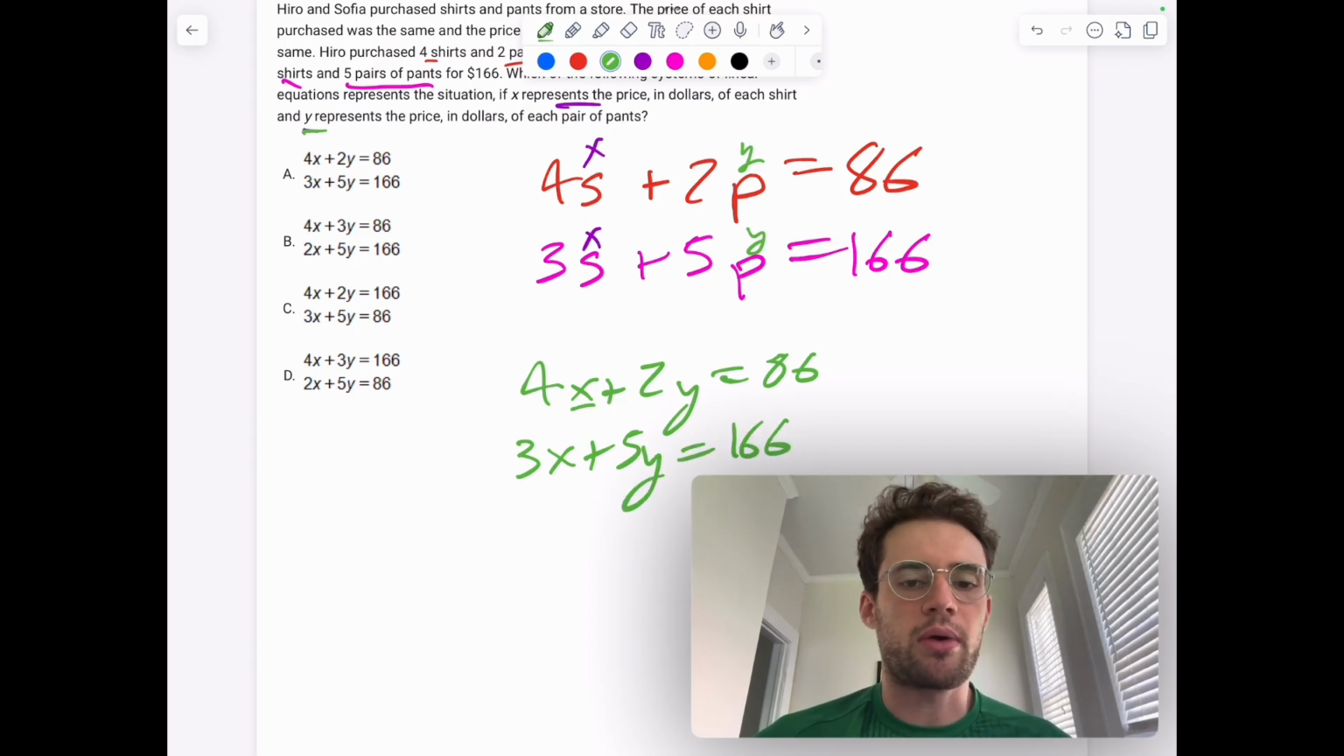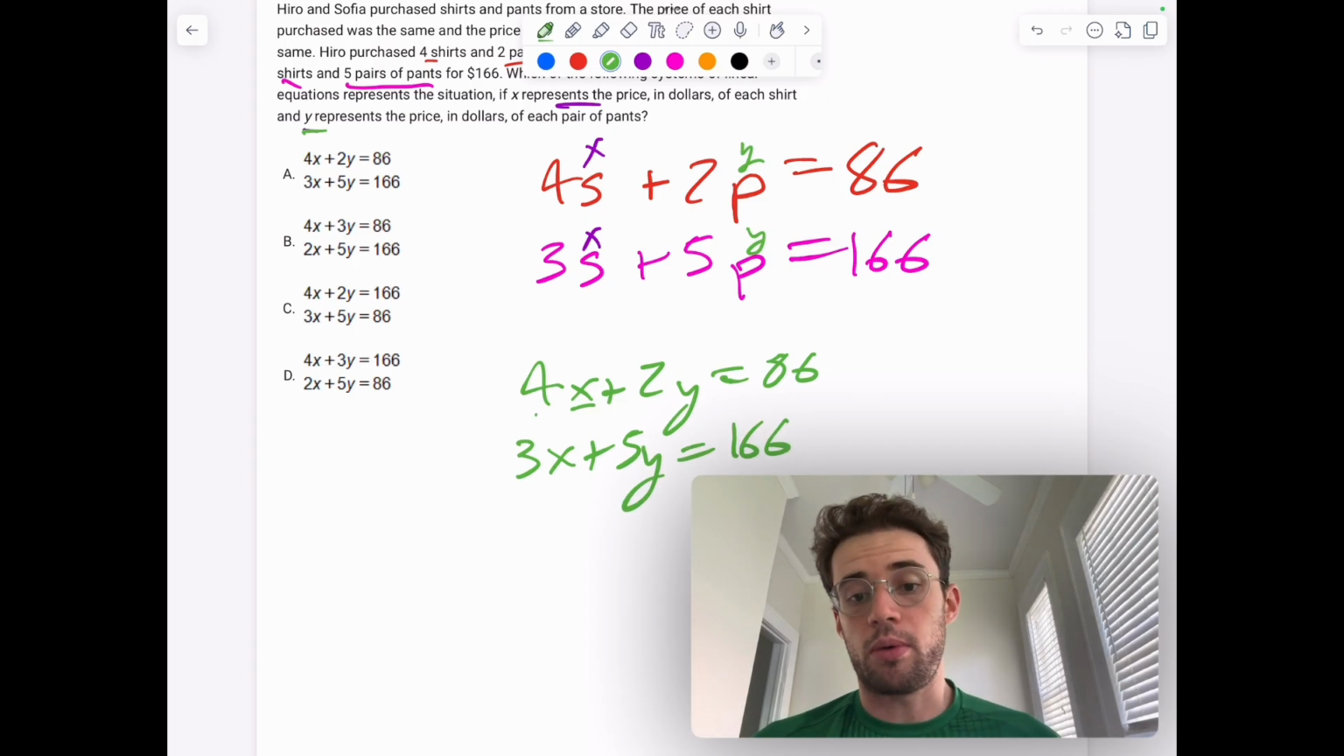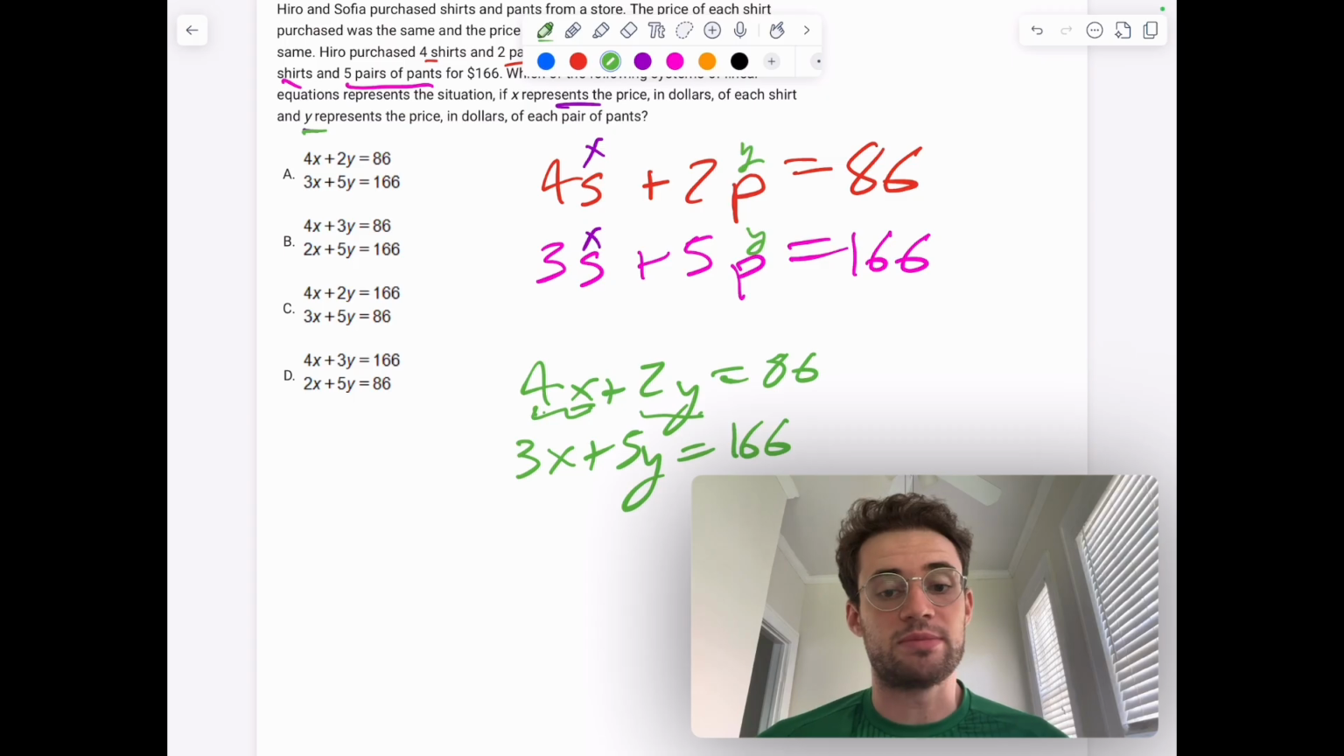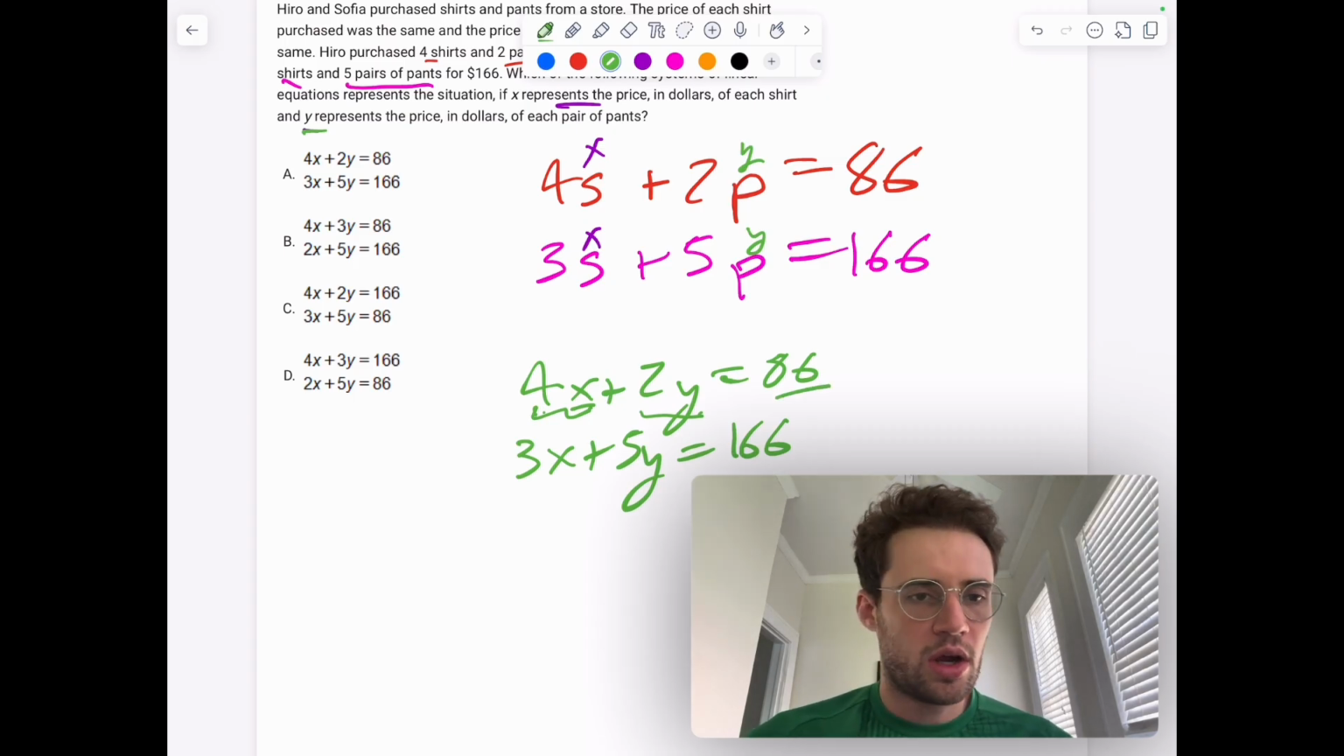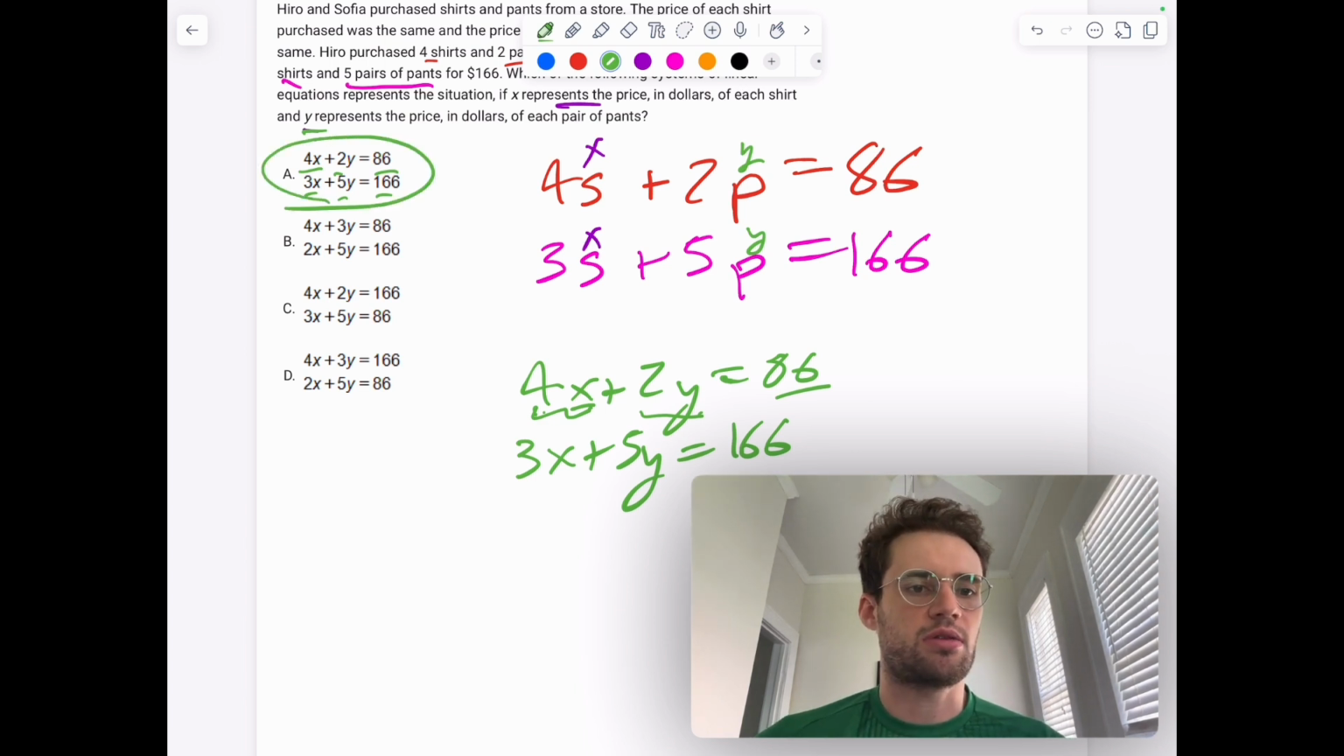All right, so you're multiplying the price by the number of those items that you bought, and then you add up the number of shirts times the price per shirt, plus the number of pairs of pants times the price per pair of pants, and that will give you the total cost of that purchase. So we want something like that, and it looks like 4X plus 2Y equals 86. The top one is correct, and 3X plus 5Y equals 166. That is also correct. So A is the correct answer.